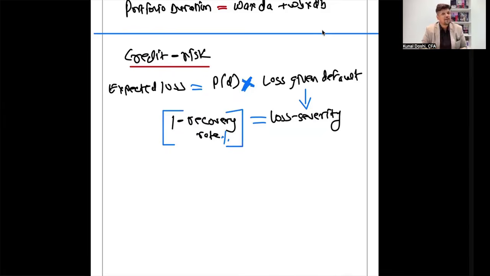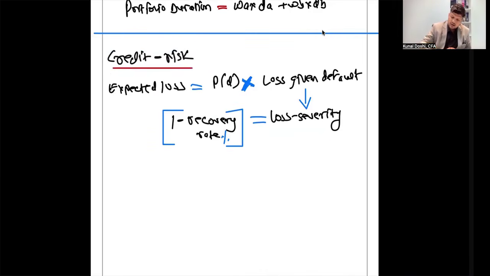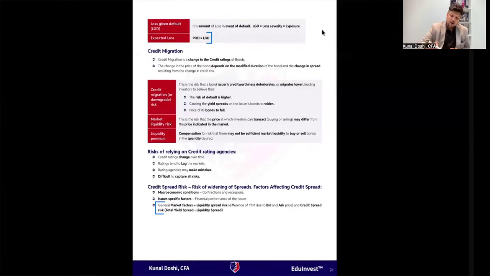Expected loss is probability of default times loss given default. Loss given default is nothing but the loss severity times the exposure, if you want to find it exactly. So loss severity is percentage or dollar. If it's dollar, it's the same as loss given default. But if it's percentage, you'll have to multiply with the exposure. That will give you the dollar loss. Multiply with probability of default. Everyone clear with this? All right. Perfect. Expected loss.